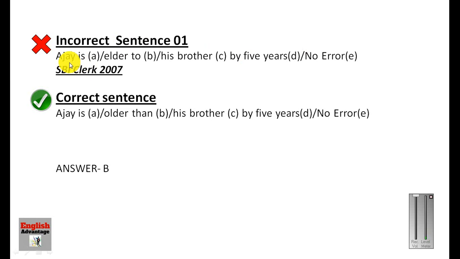Now see the first part. Ajay is elder to his brother. Now Ajay is being compared with his brother. So while comparing, we do not use this word elder. In place of this word, we have to use older. Elder is not used for comparison. The right word is older, and older is always followed by than. Elder is followed by to, but older is followed by than. So in this sentence, the erroneous part is B. So the answer would be B. Now let us see the next question.